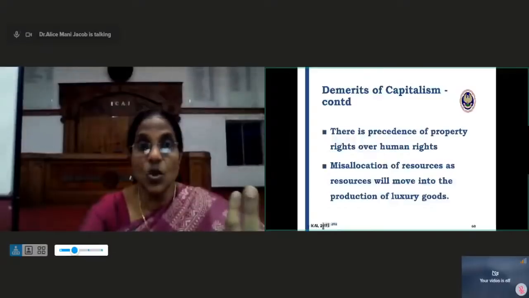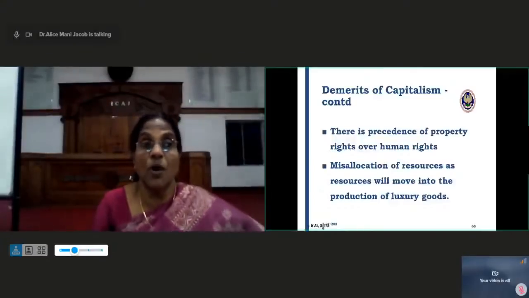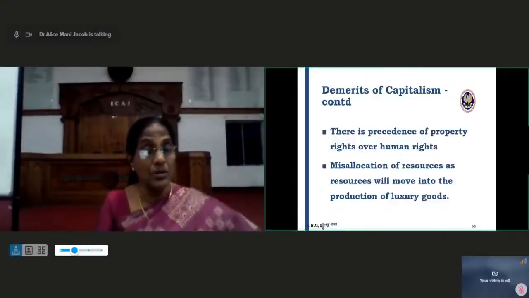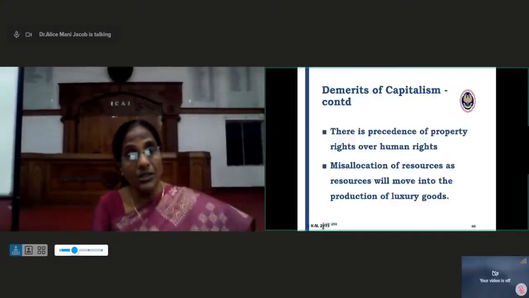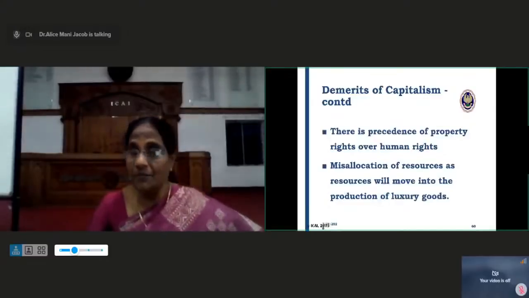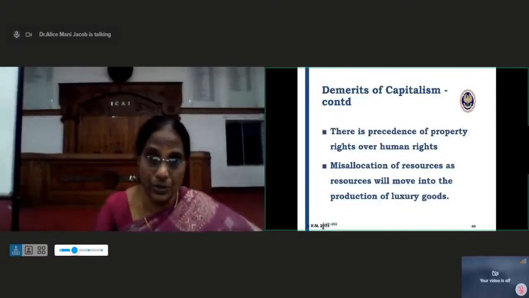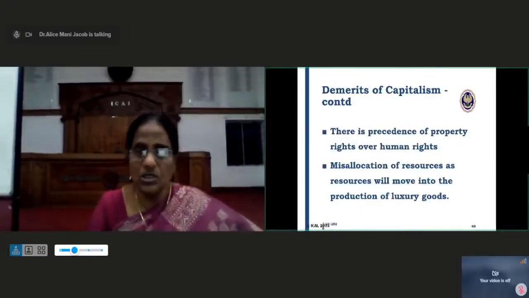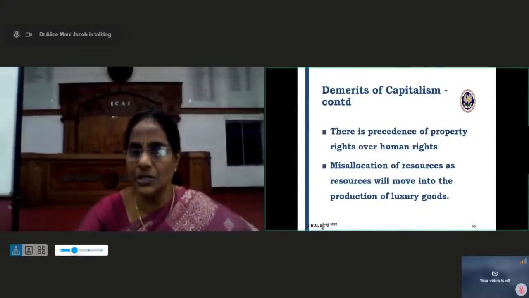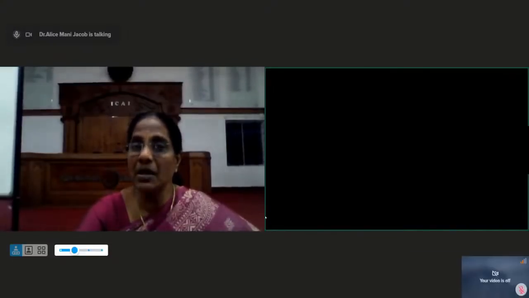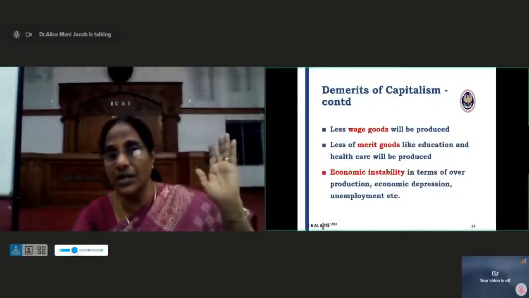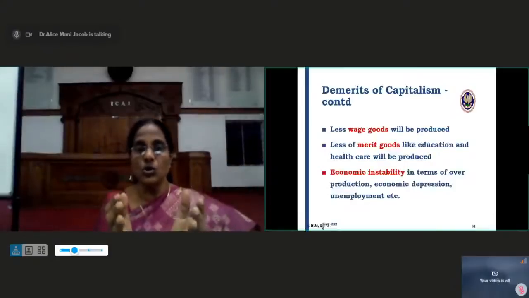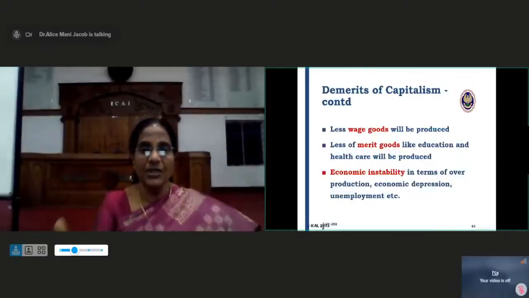And resources, this is the most important problem. Rich people get whatever they want, there is misallocation of resources. When people are hungry, more cars will be produced. More luxury goods will be produced. So this is a terrible fact in the case of capitalism. When some people are hungry, others are living in luxury, because those who have buying power will decide what is to be produced.